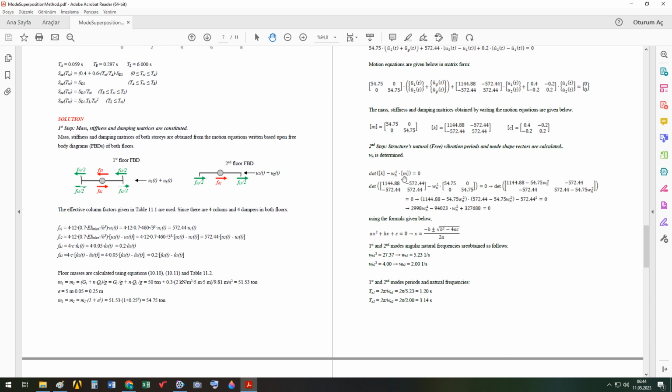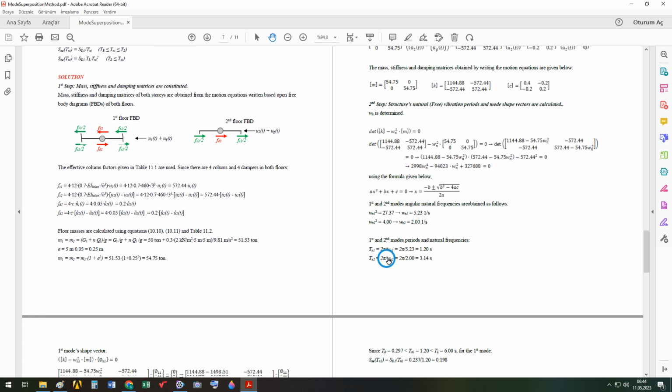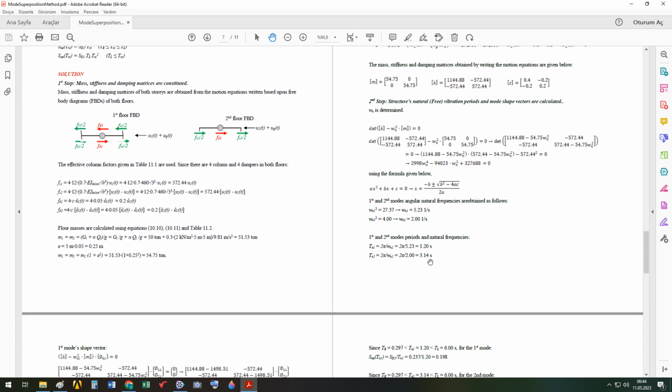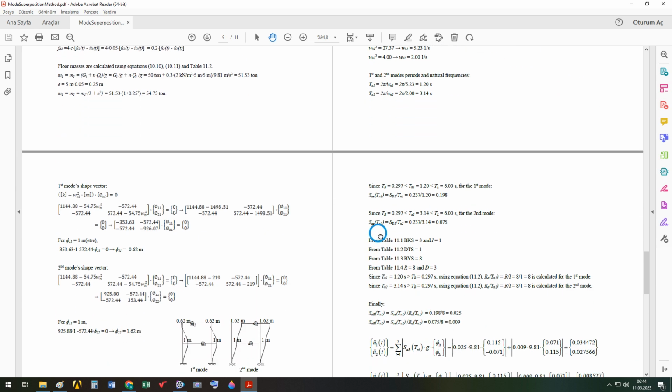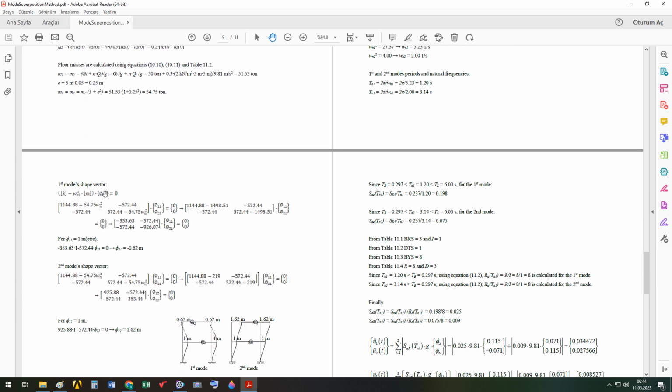You know, from my another video, I explained what this formula is. And from here, I derive the angular frequencies of 2 modes, and then I calculate the periods of two modes, and then I calculate the mode shape vectors using this formula.